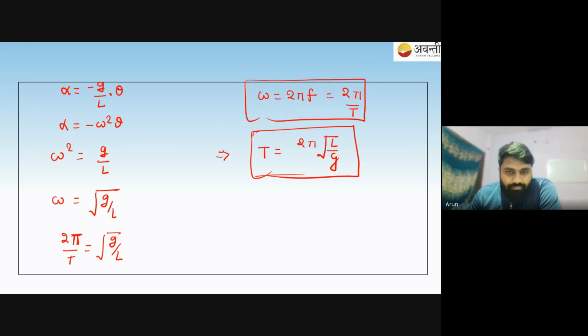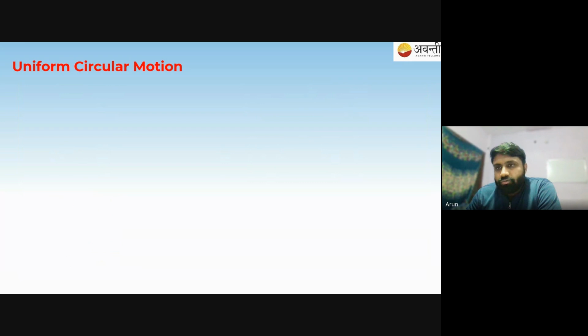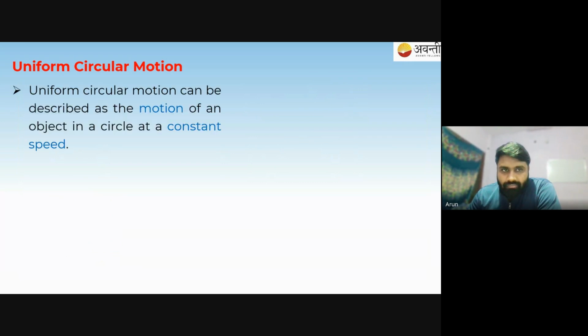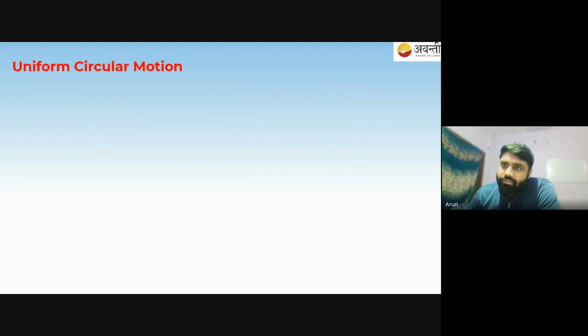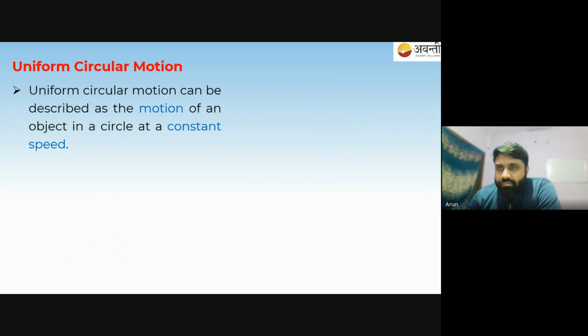Now, why is uniform circular motion written here? Why do we need to study it? Because we can relate simple harmonic motion with uniform circular motion. How? Firstly, we will describe what uniform circular motion is. In uniform circular motion, there is no angular acceleration. The motion on the circle is at constant speed. This is important: constant speed. The velocity may be variable because there will always be a centripetal force.